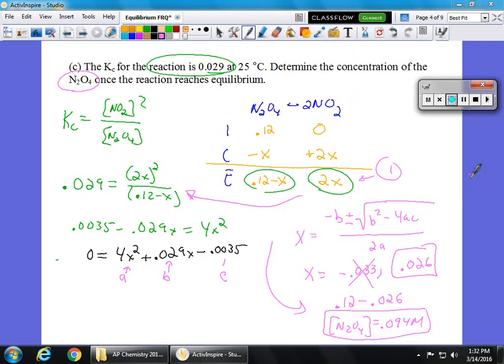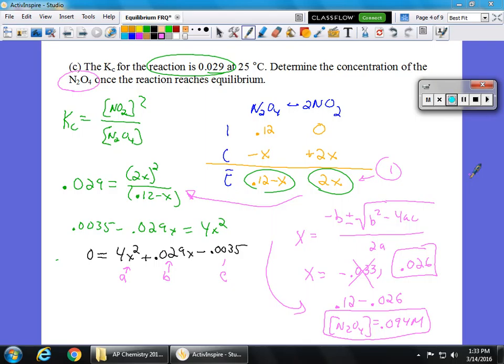Hey guys, Mr. Palmer back with the second part of this equilibrium question involving N2O4 and NO2. I just finished solving using the quadratic formula, and I'd like to show you another way that you could solve this using successive approximations. So it's another way that we can solve this.